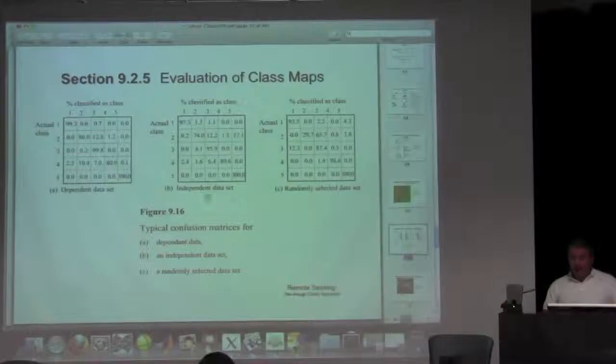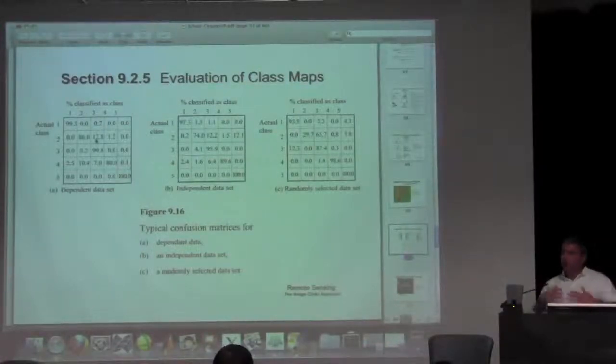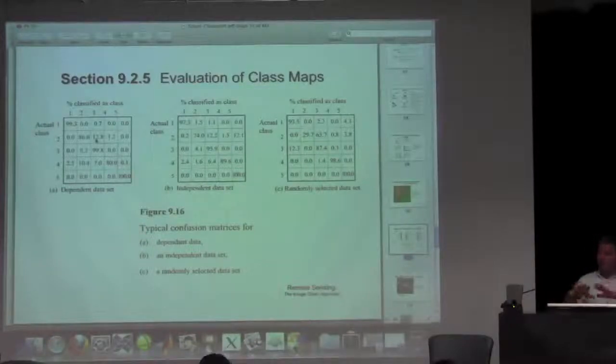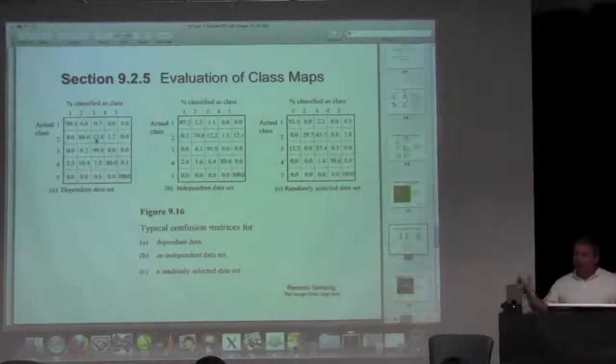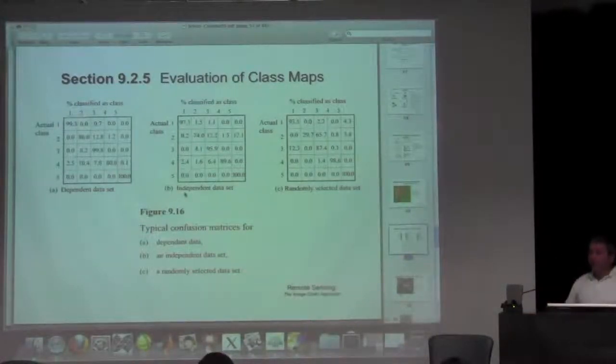Now, this is a good one, independent data set. What does that mean? It says, choose another set of ROIs to do this analysis with. So choose a set of regions of interest to train your classification algorithm. Pick trees, pick concrete, pick grass, come up with the statistics, develop your classifier, classify your scene. Now when you want to evaluate how well you did, go in and select a whole different set of regions of interest for those same classes and use those to develop your confusion matrix.